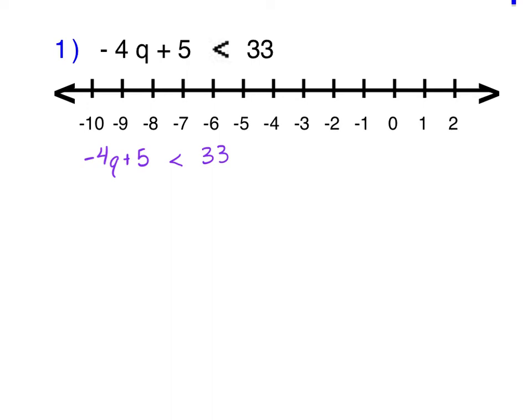All right, if you're having trouble with solving inequalities with two steps, go ahead and work with this video to help you solve the problems on your worksheet.